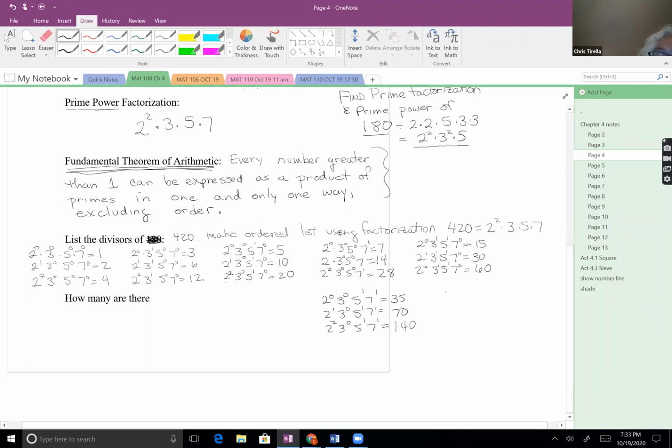Then we could have the 3s and the 7s, 2 to the 0, 3 to the 1, 5 to the 0, 7 to the 1, which would be 21. 2 to the first, 3 to the 1, 5 to the 0, 7 to the 1 would be 42. 2 to the second, 3 to the 1, 5 to the 0, 7 to the 1. Let's see, that would be 21 times 4, which is 84. We've got the 3 with the 7, the 5 with the 7, the 3 with the 5.